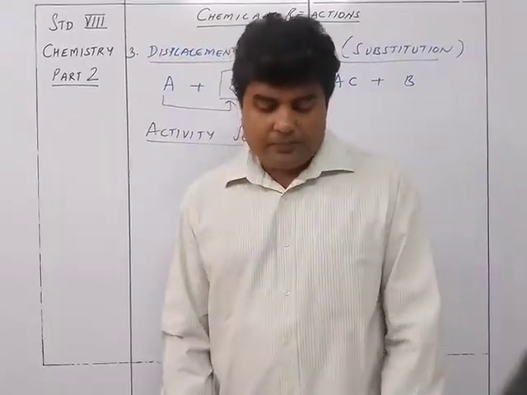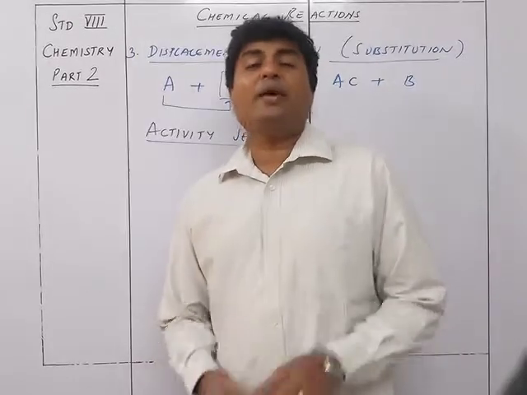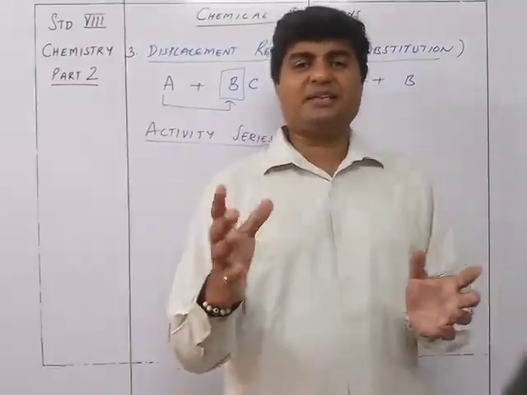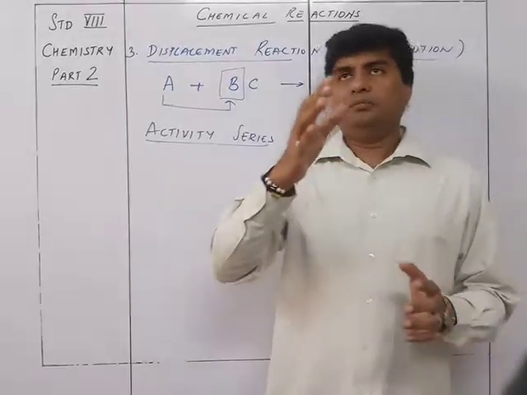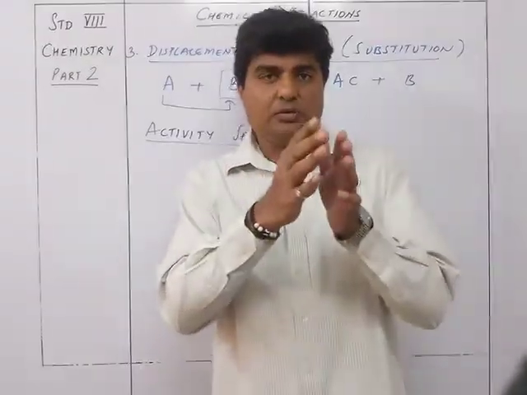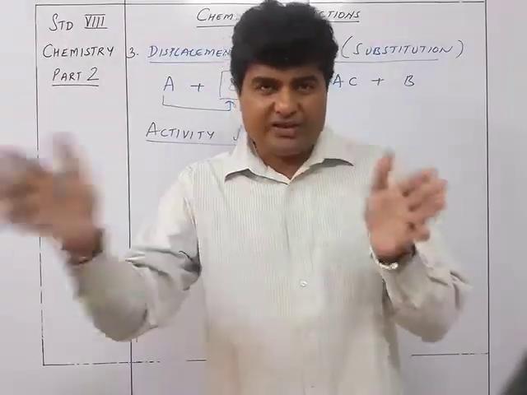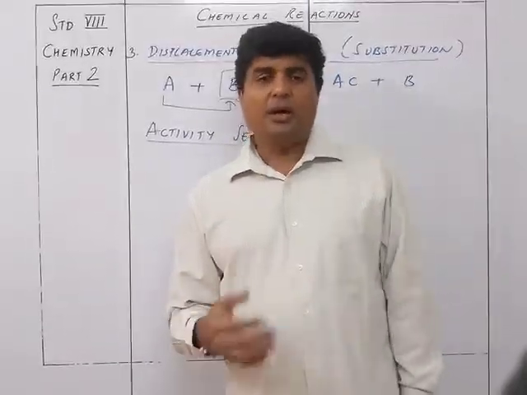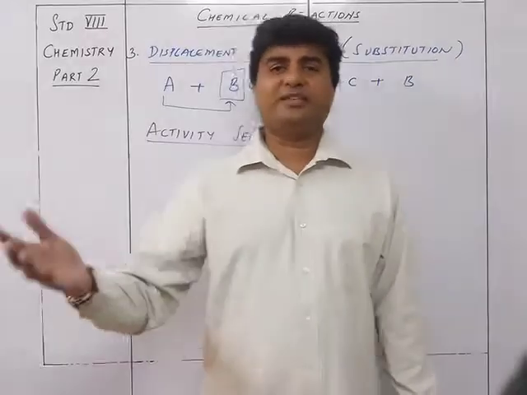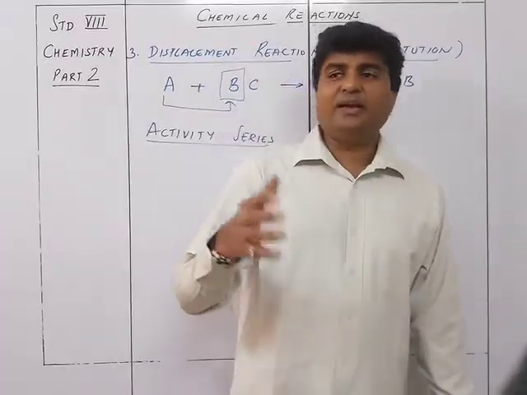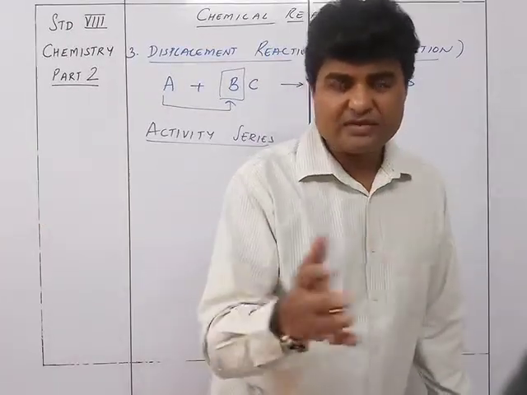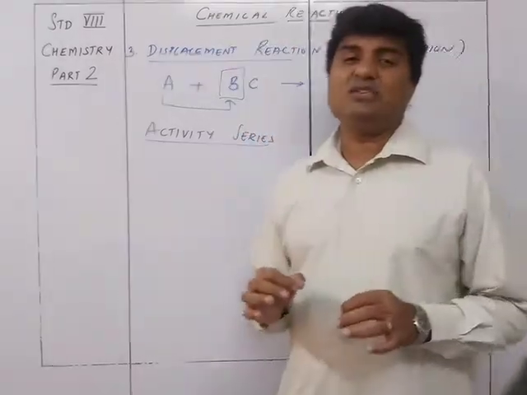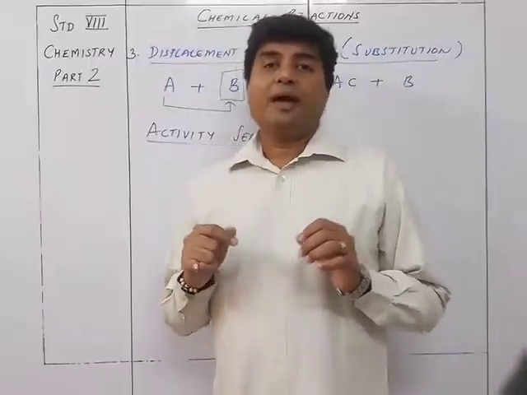So now first of all, what is an activity series? Series, what is a series? A series is just a method in which the elements are arranged in an ascending or descending order. So if you have numbers like 1 2 3 4 5 6, that is a series. 1 3 5 7 9 is a series. There are series of numbers. But here this activity series means it's a series of the elements.